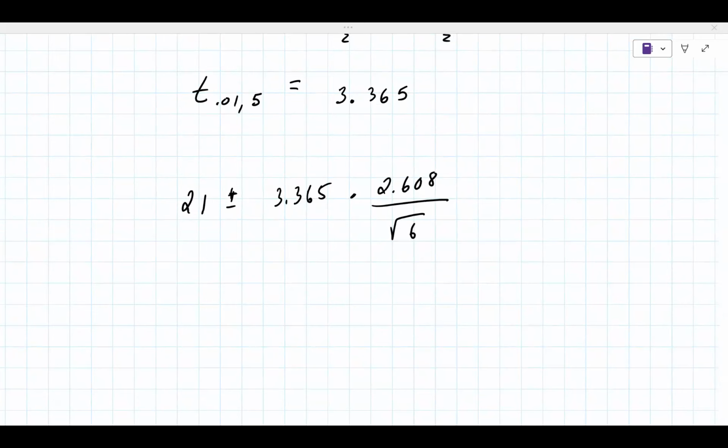So 3.365. All right, so that's 17.417. And then the other thing here is that we can actually do this in the calculator completely, fully. T83, we just enter the data and then calculate it. Would you like us to do that?